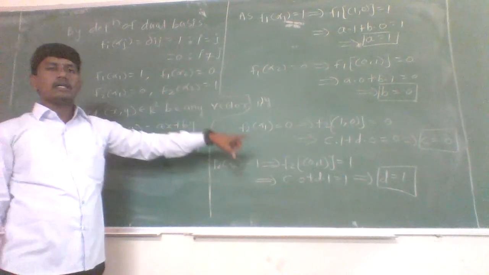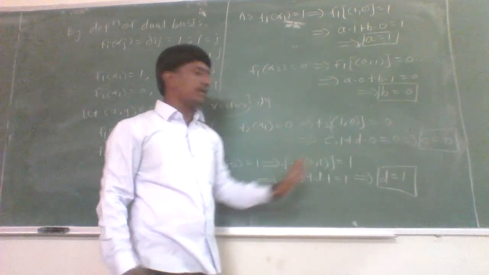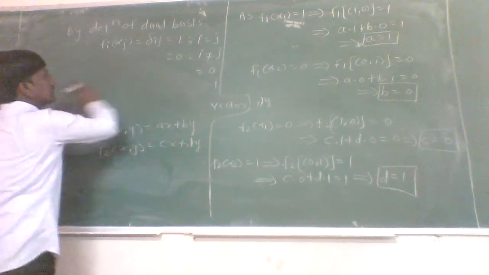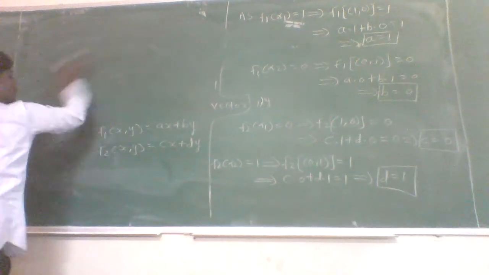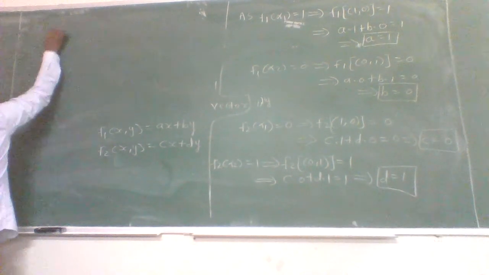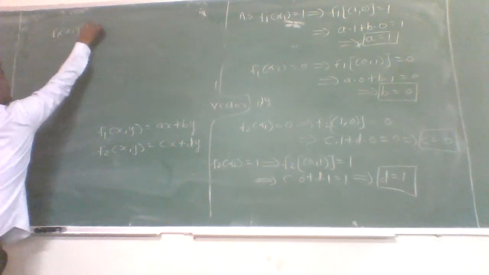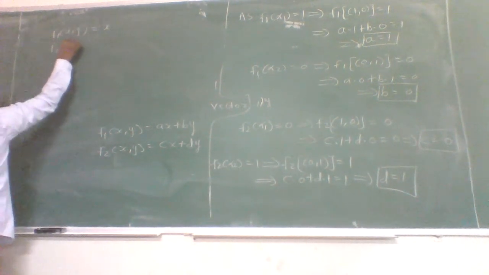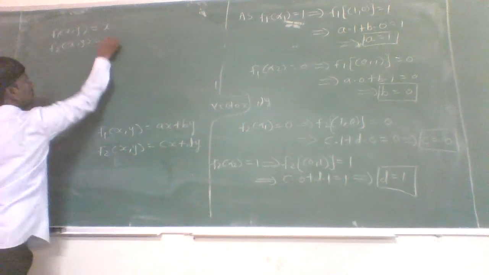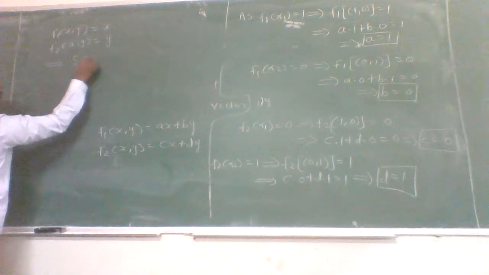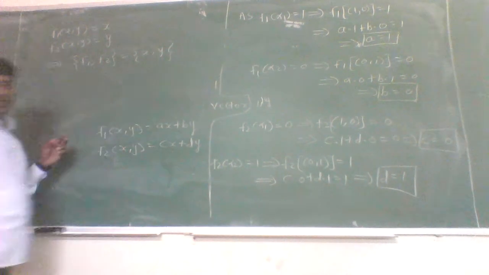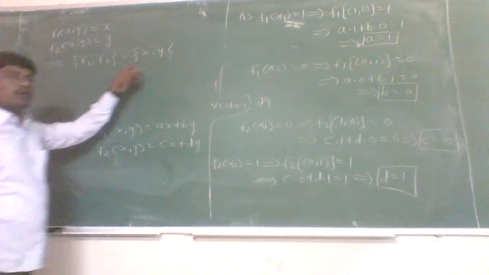So here we get the four values of a, b, c and d: a equal to 1, b equal to 0, c equal to 0 and d equal to 1. Put these values in F1 of (x, y) equal to ax plus by and F2 of (x, y) equal to cx plus dy. Then F1 of (x, y) equals x, and F2 of (x, y) equals y. So the set F1 and F2, which is x comma y, is the dual basis for the vector space V over F.